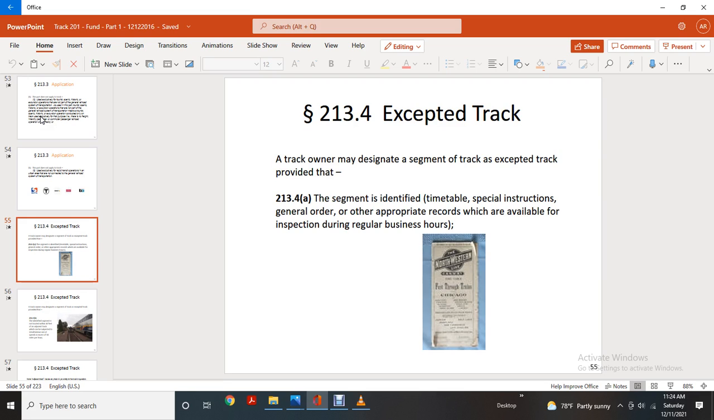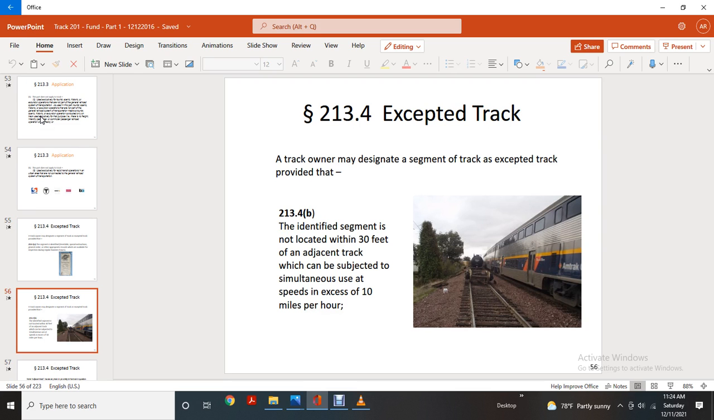Excepted track. The track owner may designate segment of the track as excepted track, part of the 213.4a, with a segment identified with the timetable, special instruction, general order, or other appropriate record, if they have available for inspection during regular business hours. 213.4 excepted track, with the track owner may designate segment of the track expected to provide with the 213.4b, with identified segment is not located within 30 feet with adjacent track with the subject with the simultaneous use of speed in excess of 10 miles per hour.